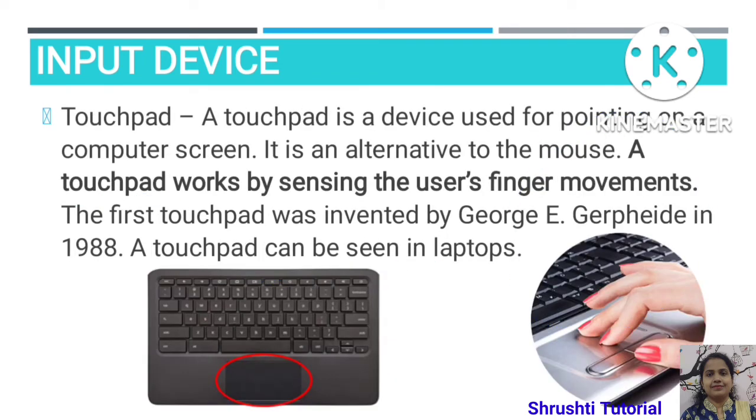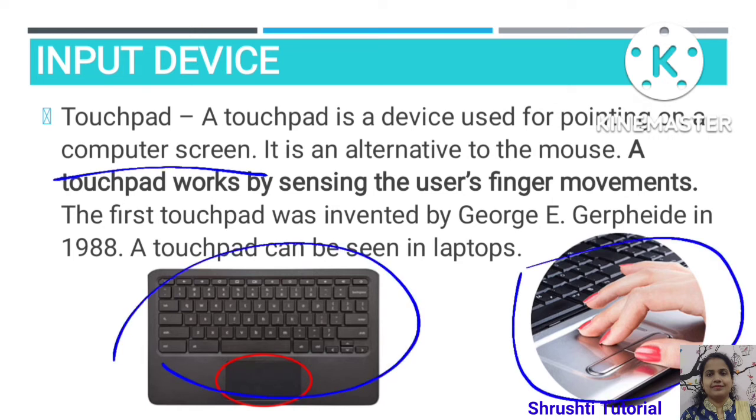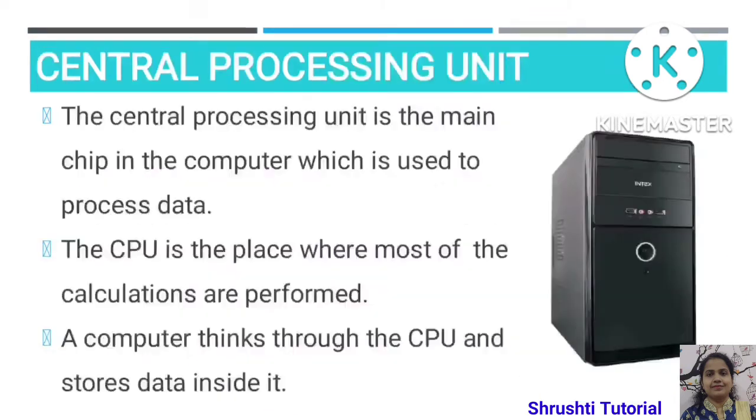Touchpad. A touchpad is a device used for pointing on a computer screen. It is an alternative to the mouse. Without a mouse also, we can use the touchpad. In laptops we can see the touchpad. A touchpad works by sensing the user's finger movements.